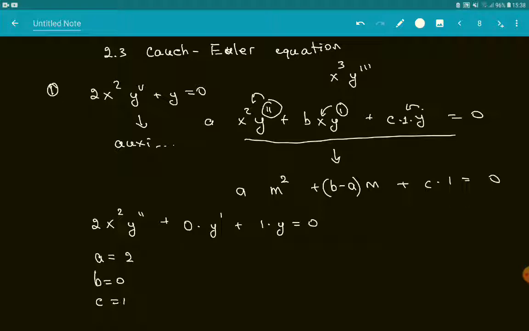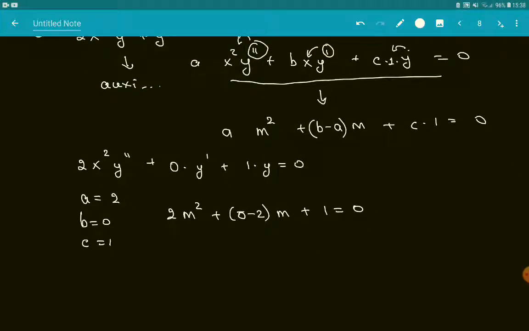So how can we write the auxiliary equation? I'll write a is 2, so 2m squared, plus b minus a, which is 0 minus 2, so negative 2m, plus c, which is 1, equal to 0. So it will be 2m squared plus negative 2m plus 1 is equal to 0. We need to find what m is. Again, you can find it by calculator or use your own method. So let's find m.